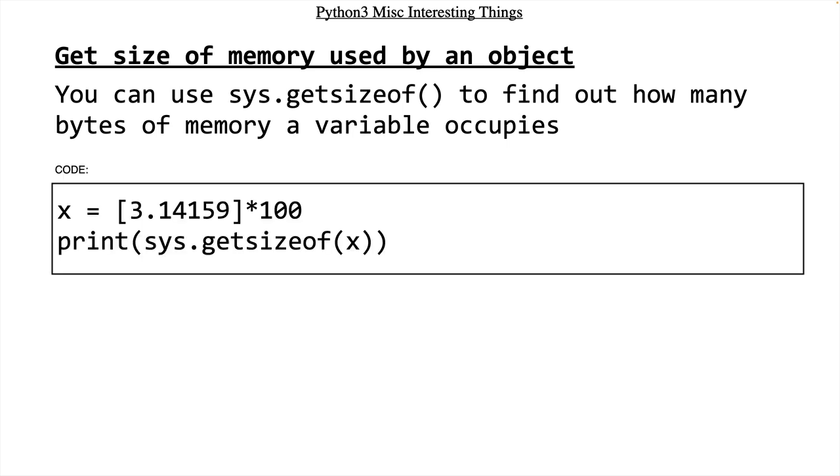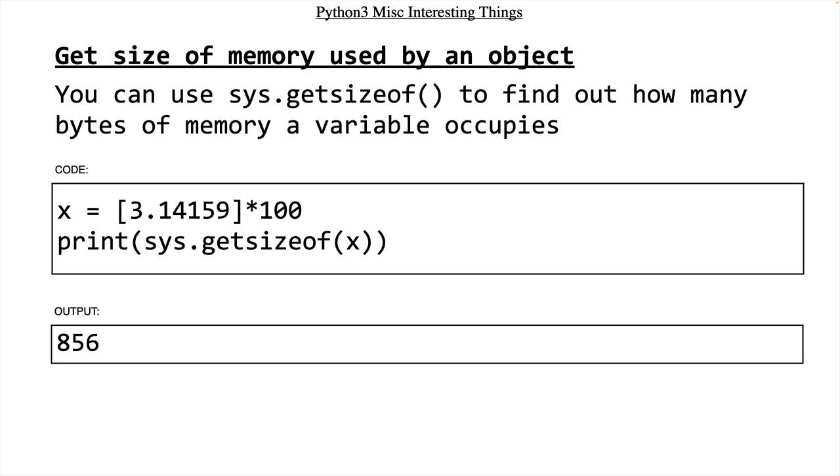So I have a list here, X, and I initialize it like I did before, but this time the repeat factor was 100 to make it a little larger instead of 10, and then I'm going to print out the result of that getsizeof function. And when I do this, in this case, an array of 100 floating point numbers takes up 856 bytes of memory. So not terribly huge. That was actually a little smaller than I anticipated. But you can use that, again, like I said, mainly for debugging.